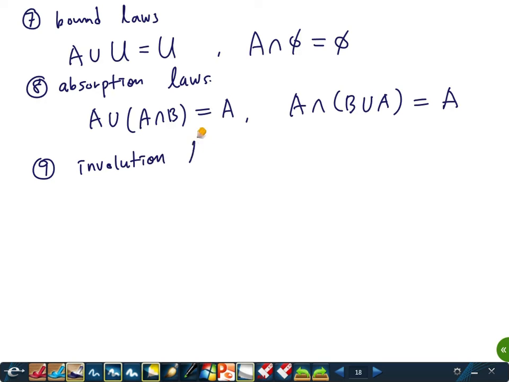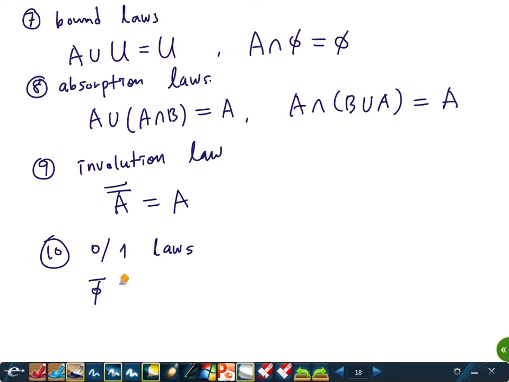And involution law. The complement of the complement of A. If you take the complement of A, you get a set. You take the complement again, then you will get A again. You get back A. The complement of the complement is the original set. 0, 1 law. The complement of the empty set equals U, right? And the complement of U is the empty set.